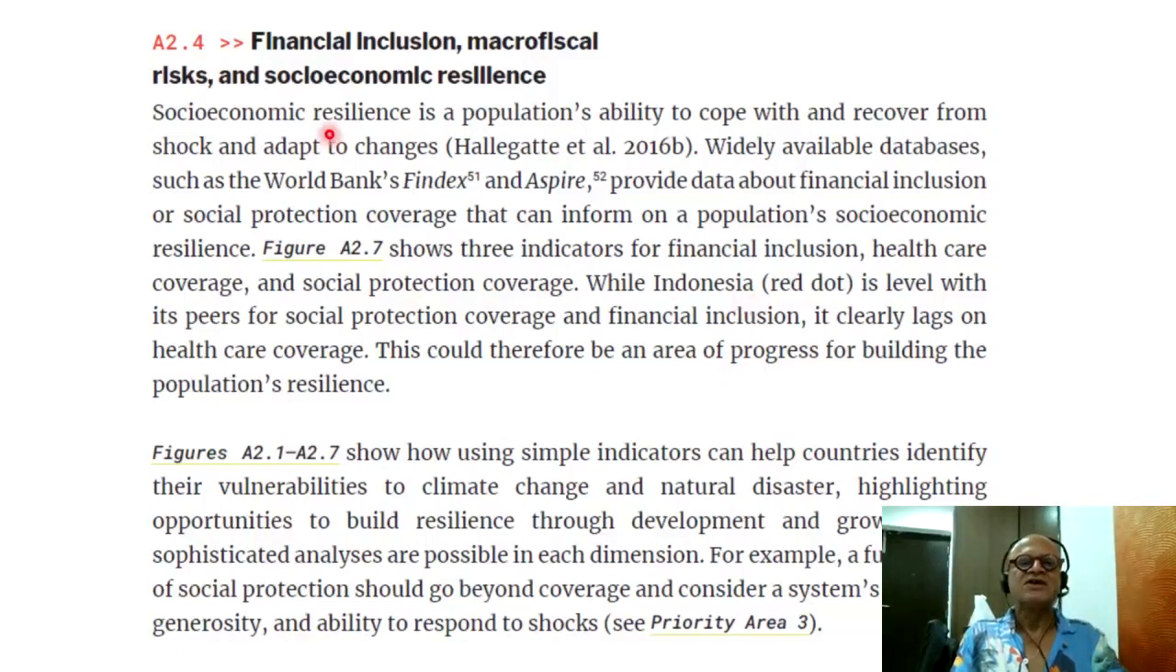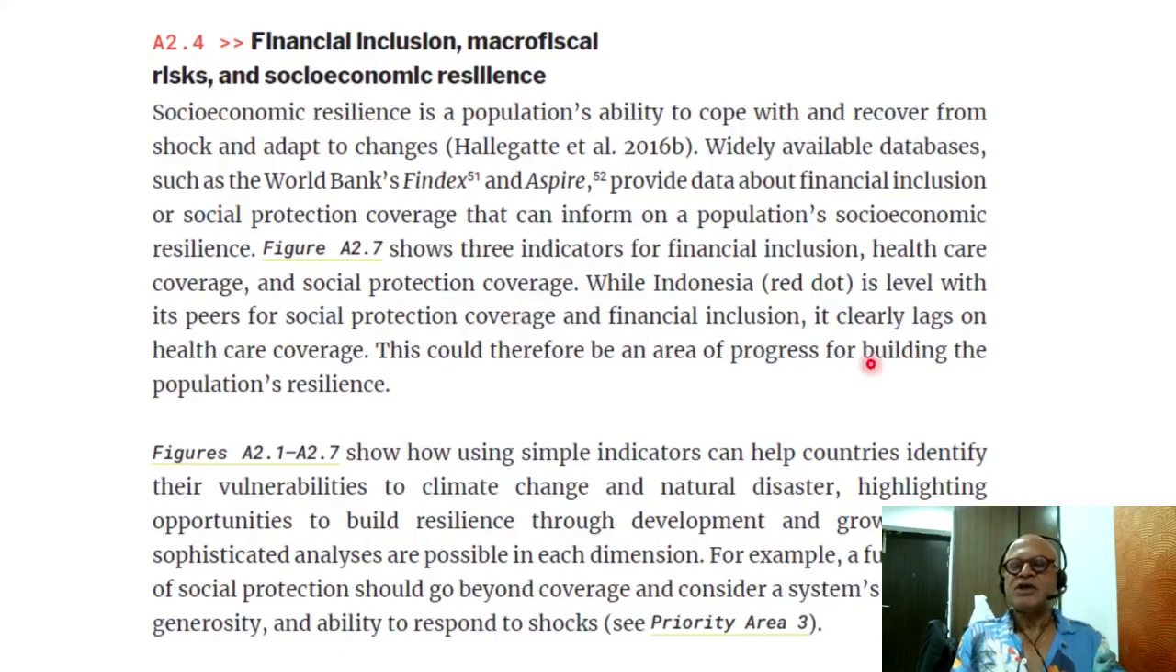Sorry for that. Anyway, socioeconomic resilience is a population's ability to cope with and recover from shock and adapt to changes. Widely available data sets such as World Bank's Findex and Aspire provide data about financial inclusion or social protection coverage that can inform on a population's socioeconomic resilience, how quickly they recover after shocks. We will look at a figure which shows 3 indicators for financial inclusion, healthcare coverage, and social protection coverage.